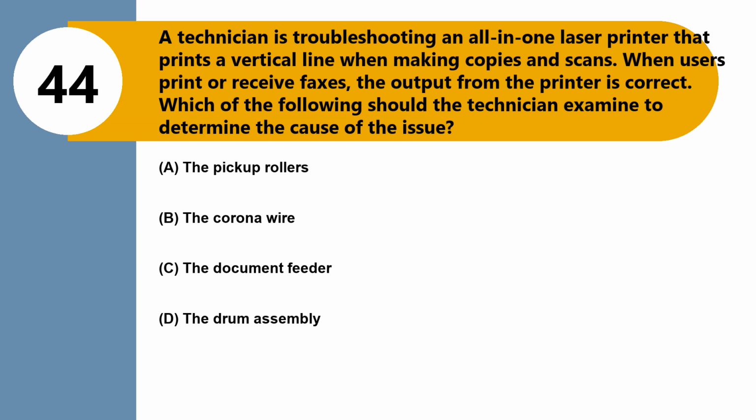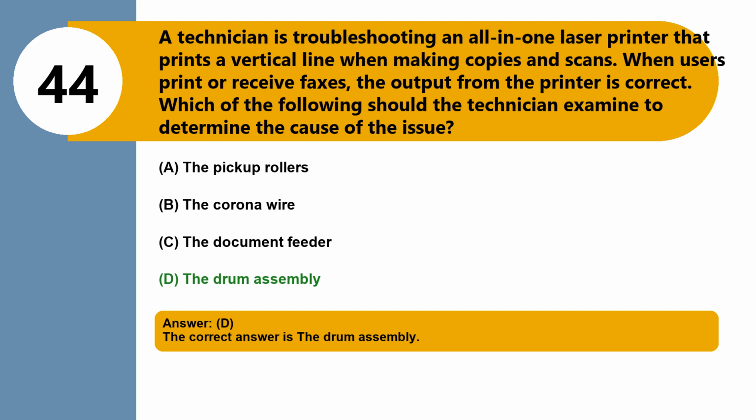Question 44. A technician is troubleshooting an all-in-one laser printer that prints a vertical line when making copies and scans. When users print or receive faxes, the output from the printer is correct. Which of the following should the technician examine to determine the cause of the issue? Option A, the pickup rollers. Option B, the corona wire. Option C, the document feeder. Option D, the drum assembly. The correct answer is option D, the drum assembly.